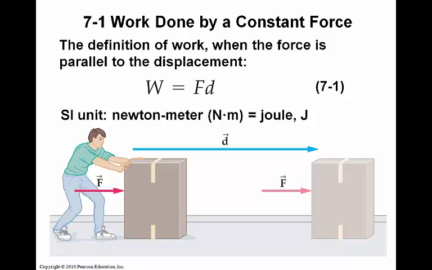The definition of work applies when the force is parallel to the displacement. It is calculated using the formula work equals force times distance. The unit that we will be using is a Newton meter, also known as a joule. So in this example, a young man is pushing a box through a distance. If I wanted to calculate the work, I would multiply the force times the distance in order to figure out how many joules of energy the box is getting.